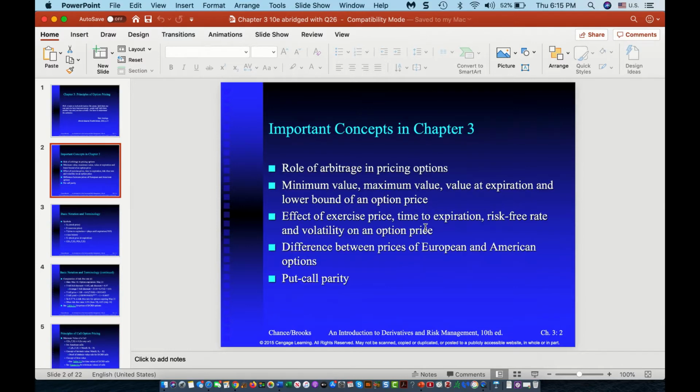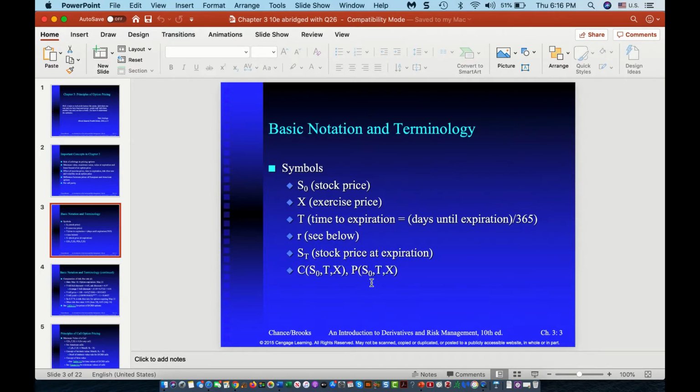has misused it. So you need to also look at the role of arbitrage, minimum and maximum values, and then the effect of these factors: exercise price, time to expiration, risk-free rate, volatility on option price will be done in chapter 5 as well. And then I can see from chapter 3 to 1 you have a fairly good understanding of European and American options, the differences. And then put-call parity is not an esoteric theory, it is applied all the time, and you'll see it in different places.